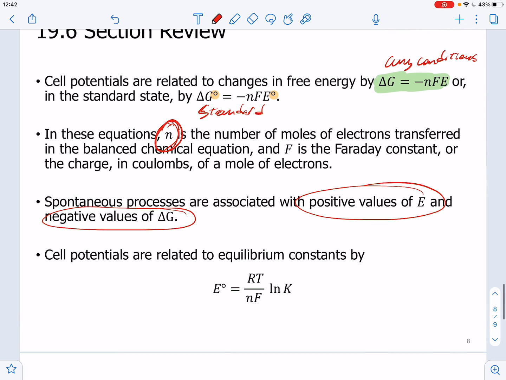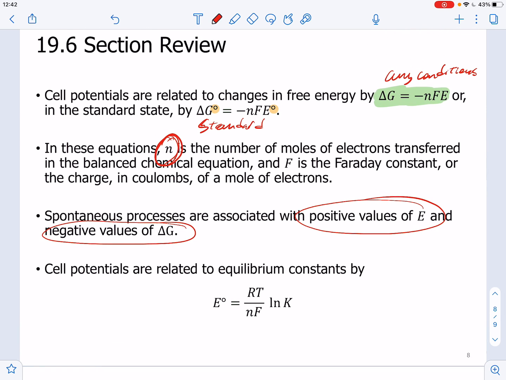And if you want to calculate K from cell potential or cell potential from K, then we have this equation. So basically the only new equation that we have actually introduced in this section is delta G equals minus nFE, and then we make the connection with the other equation for delta G and the equilibrium constant, so that we end up with this new equation.